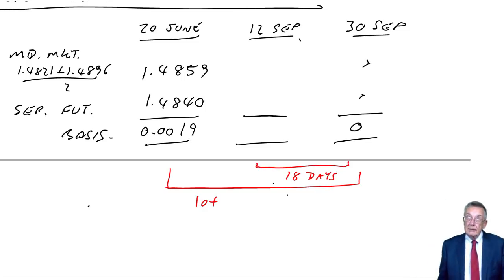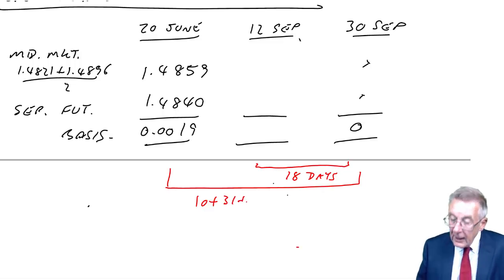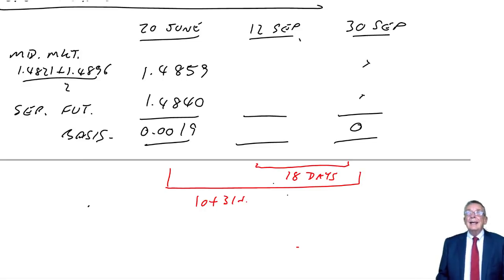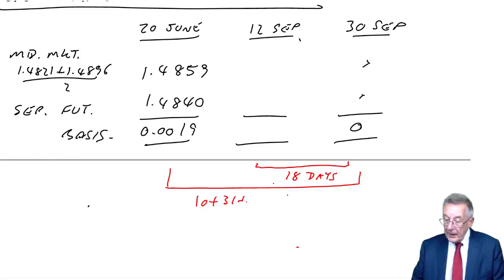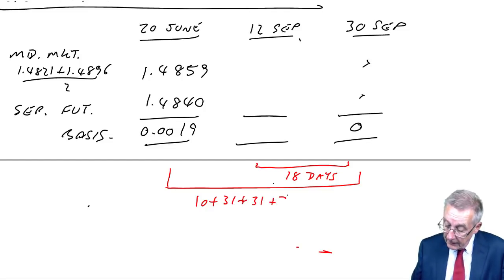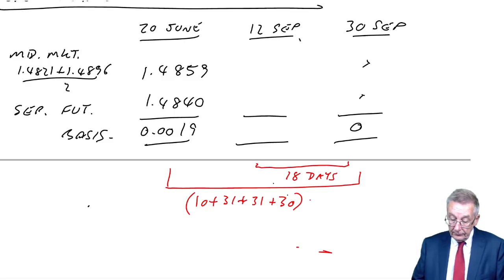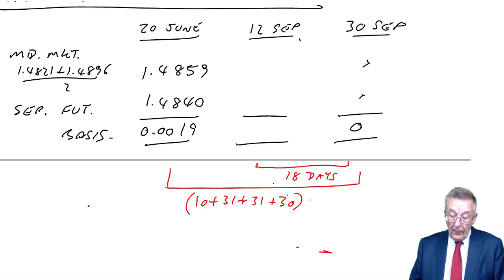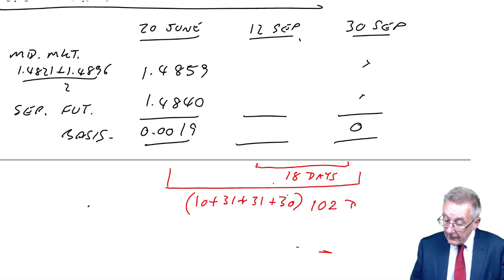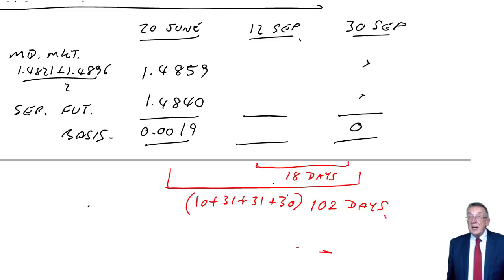I forgot July. So we've got the whole of July, 31 days. We've got the whole of August, that's 31 days. And then we've got 30 days in September. So in total, 61, 91. I'm scared now. 102 days. So the 102 days to expiry at the moment.